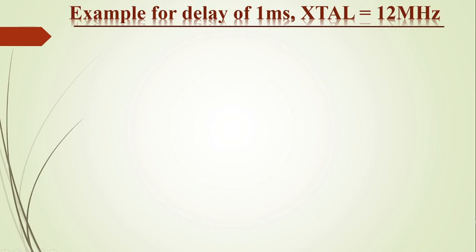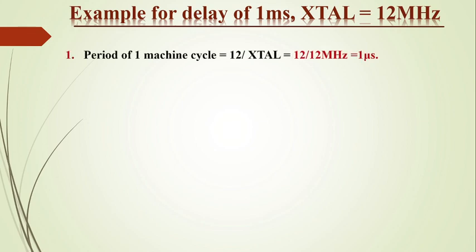So we have to find the initial count to load into Timer 1 to generate a delay of 1 millisecond. Our first step is to find the period of one machine cycle, and that is found by using 12 divided by crystal frequency. Here the crystal frequency is 12 megahertz.